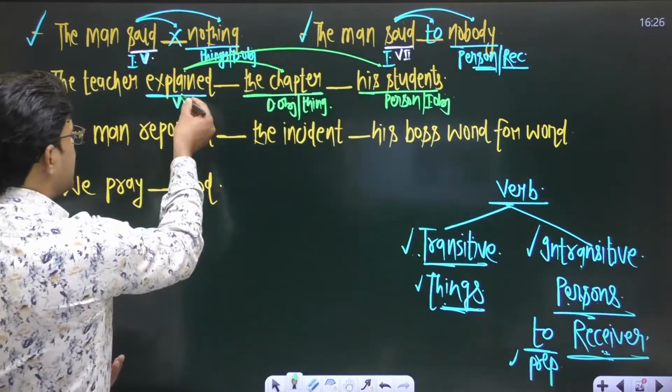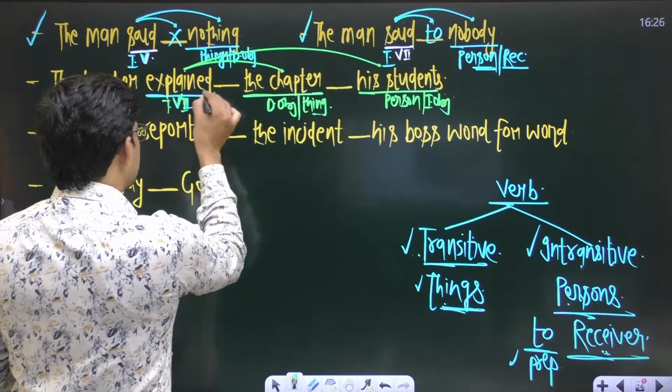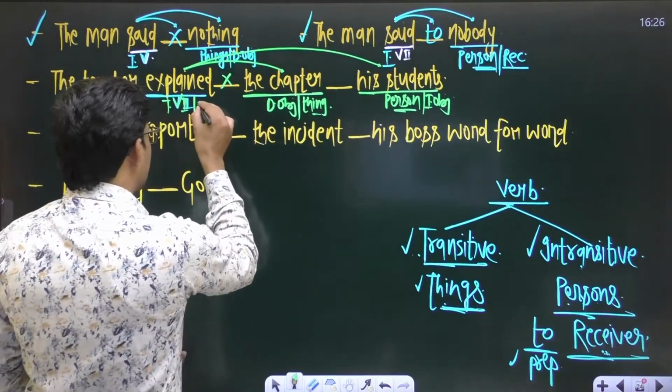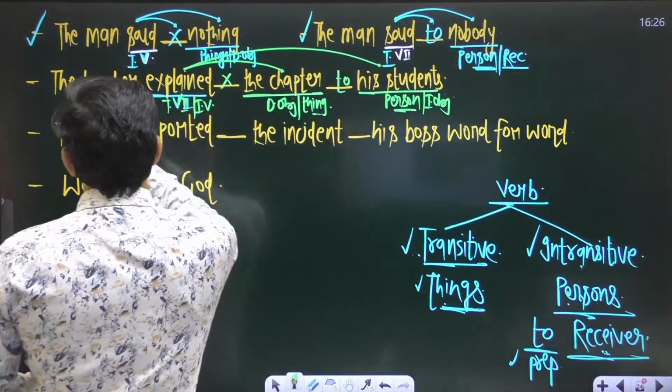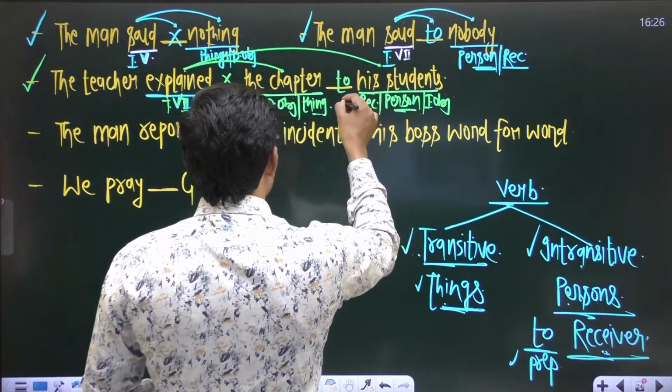So as I said, these are the verbs. In case of things, these become transitive verbs, so don't use any preposition here. But in case of persons, these verbs will become intransitive verbs. Now we will use a preposition to, and now this becomes the receiver. Before the receiver we use a preposition to.